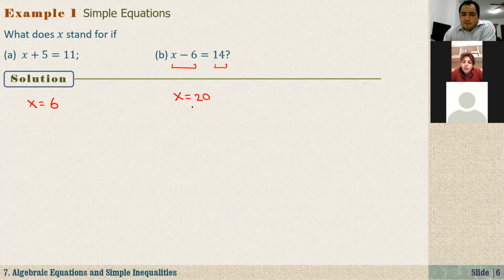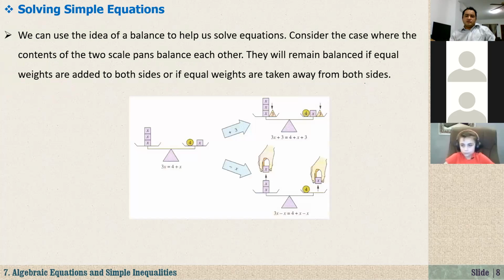These are very simple examples. Of course, with a lot of equations, just by guessing or looking at the equation, we cannot solve them. So we have to develop some technique or method to solve them. So today we will learn a very simple method to solve linear equations.